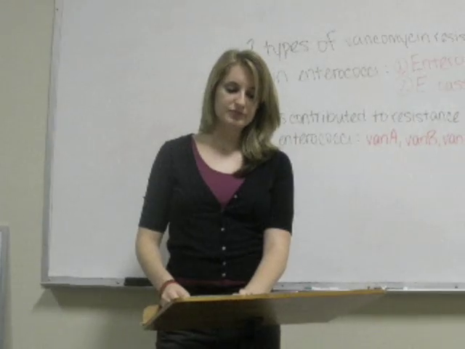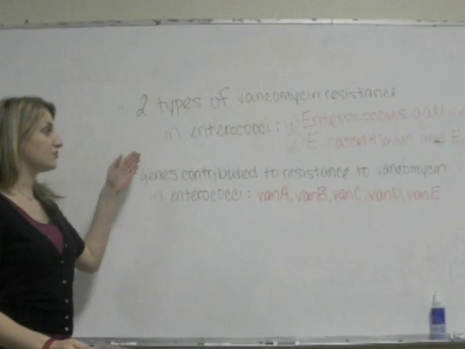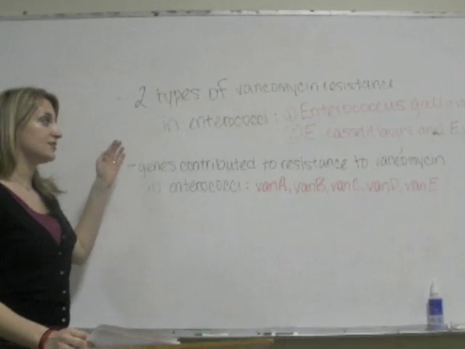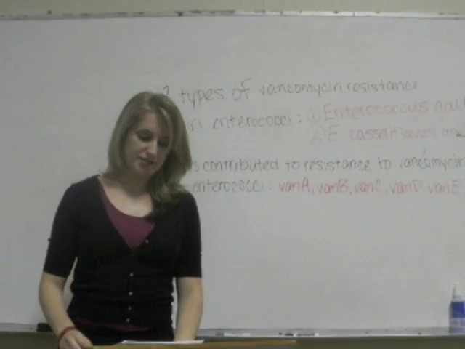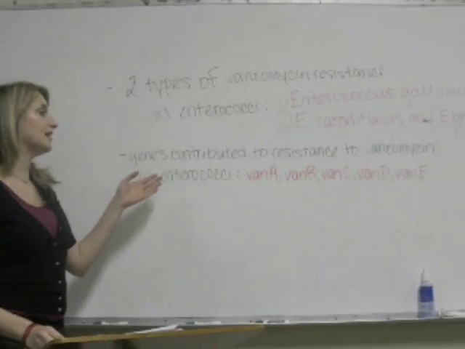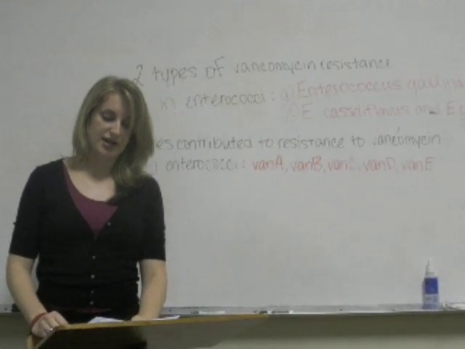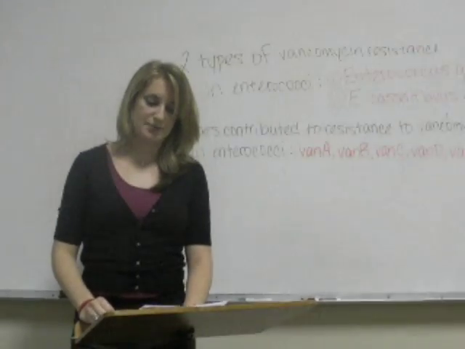There are two types of vancomycin resistance in enterococci: Enterococcus gallinarum and E. cassiflavus/E. flavescens. Several genes, including VAN-A, VAN-B, VAN-C, VAN-D, and VAN-E, may contribute to resistance to vancomycin in enterococci. There is still more research needed to determine the gene involvement in making VRE resistant to antibiotics.